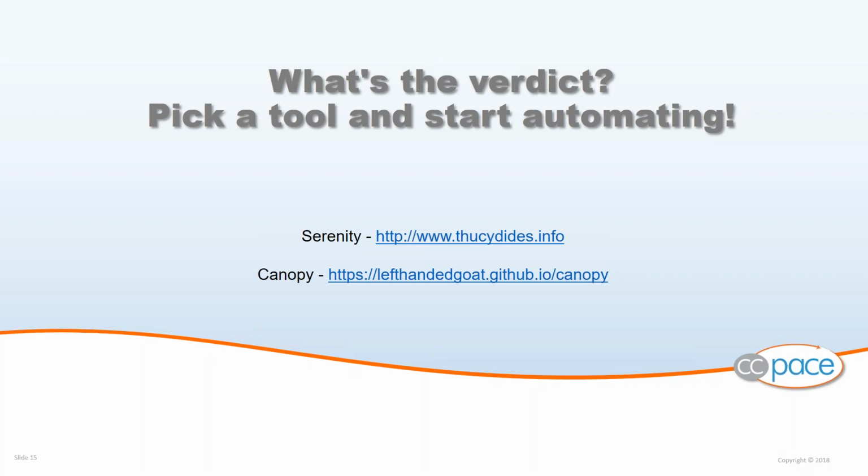We've got the links here for Serenity and Canopy. As you can see, they have nothing to do with the name, but hopefully a simple Google search will get you where you need to be. You can look for Canopy UI testing and Serenity testing, and you'll immediately go to the right place. And you learned that there's a site called Left-Handed Goat. So you learned something else today.